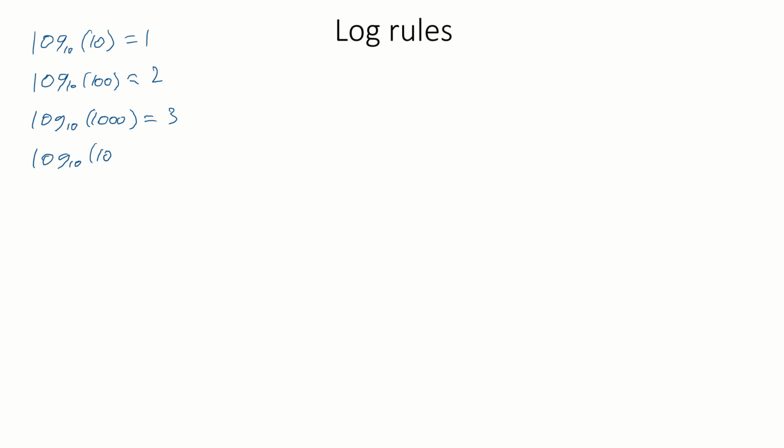Alright, we're just going to sketch out the log rules and kind of why they work. But just to recap, log base 10 of 10 is 1, because 10 to the power of what equals 10? Log base 10 of 100 would be 10 to the power of what equals 100? 2. And finally, log base 10 of 1000: 10 to the power of what equals 1000? Well, 3. And that is because we could write 1000 as 10 cubed.